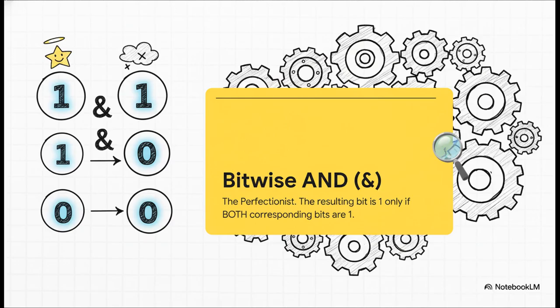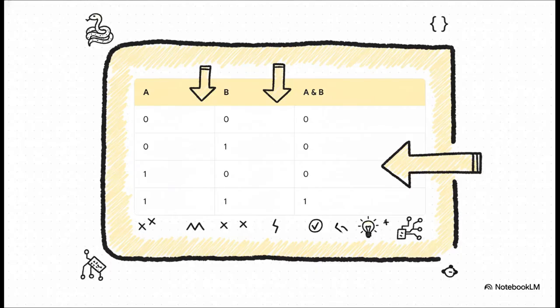First up is the AND operator, which is just a single ampersand. I love this analogy for it, the perfectionist. It is super strict. It looks at two bits, and only if the first bit is a 1 and the second bit is a 1 will it give you a 1 back. Anything less than absolute perfection, you get a 0. And this truth table just lays it all out perfectly. You can see right here, the only way to get a 1 in that final column is if both A and B are 1. Every other combination fails the perfectionist test and boom, results in a 0.